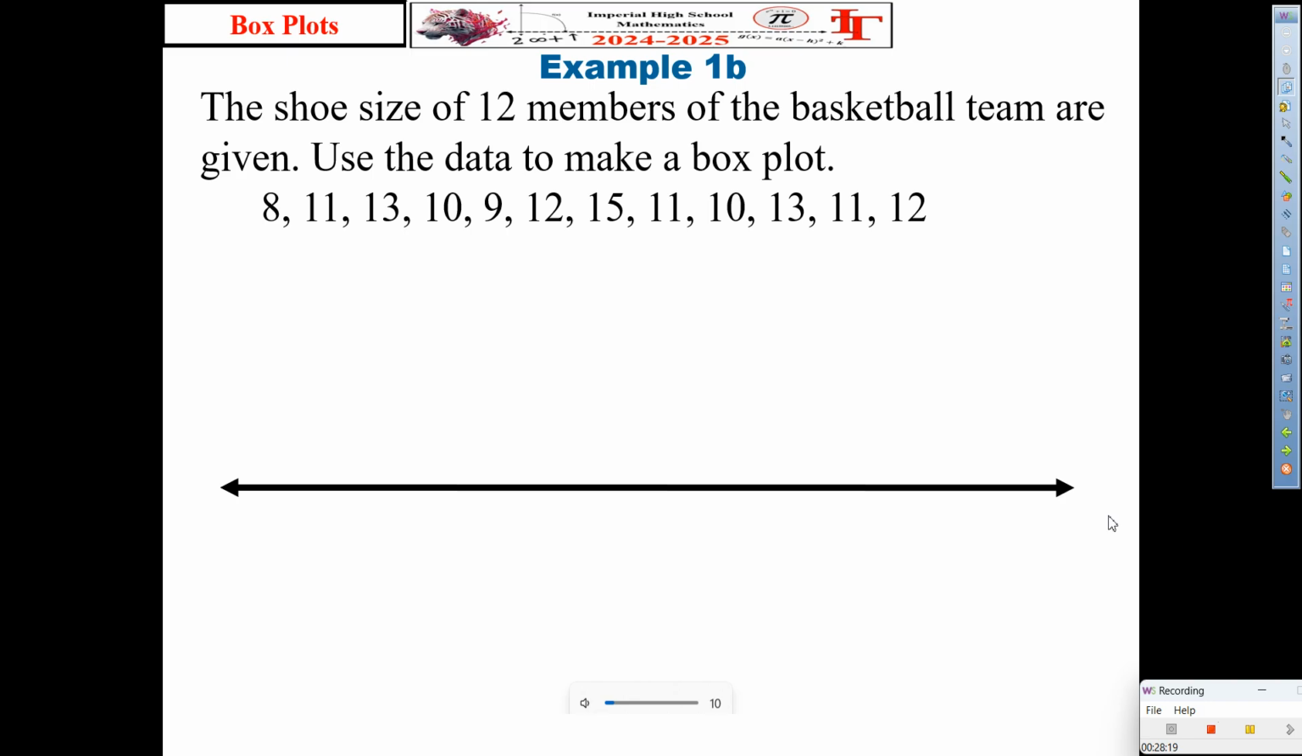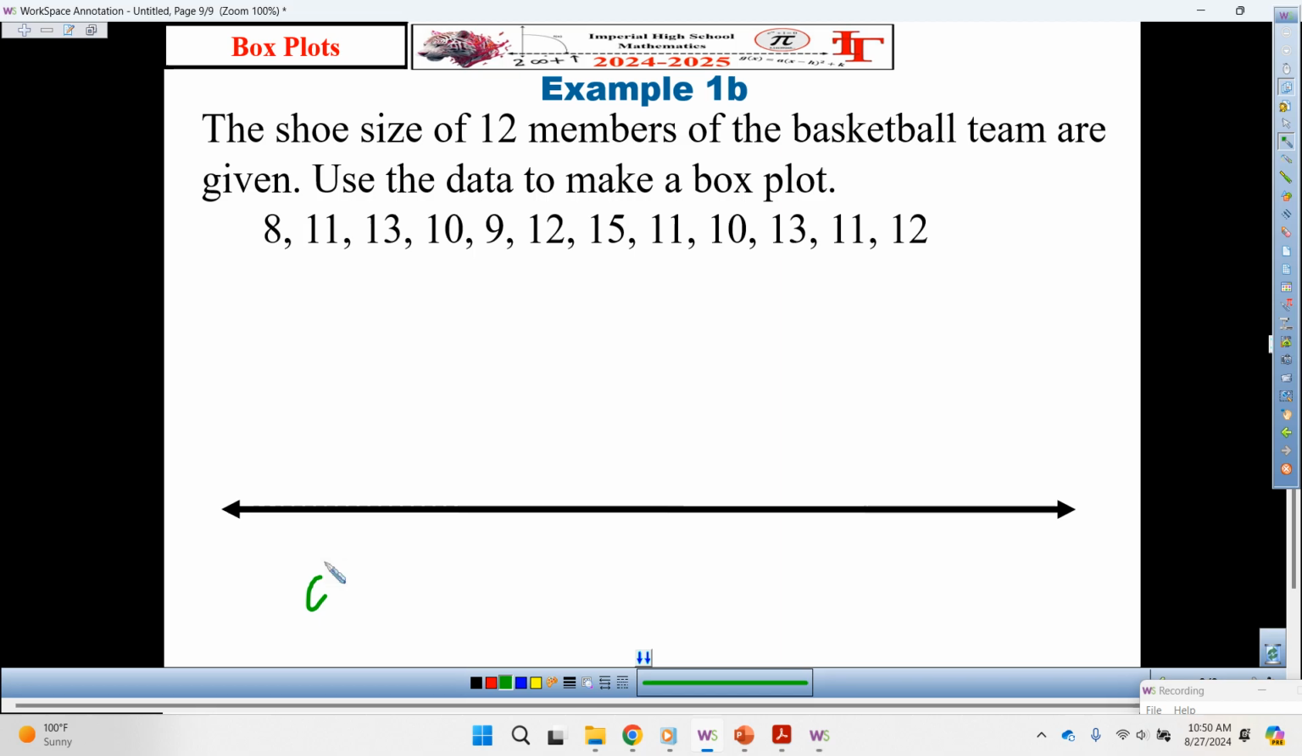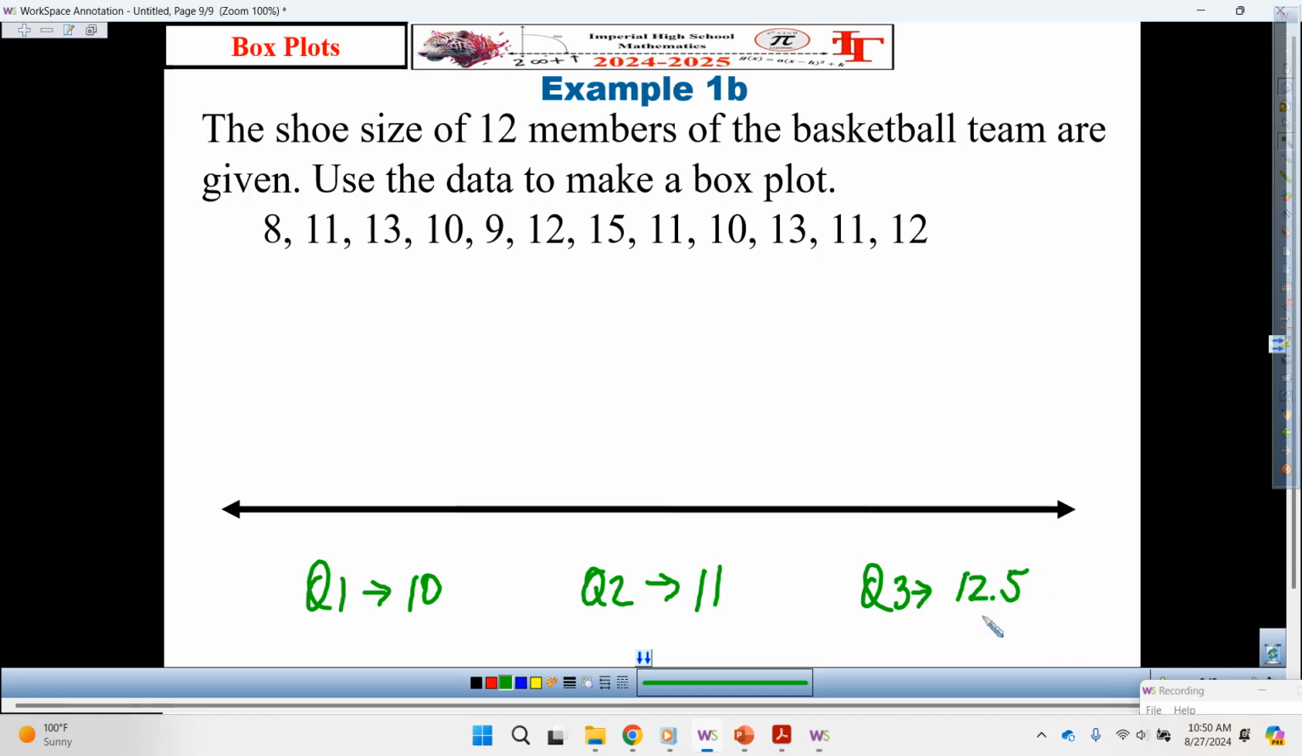All right, for the sake of time, let's see what we got. Share with your neighbor your Q1, Q2, Q3. All right, looks like Lourdes got it. Q1 is 10, Q2, 11, Q3, 12.5. Hands if you got that. That is correct. So it should look something like this.